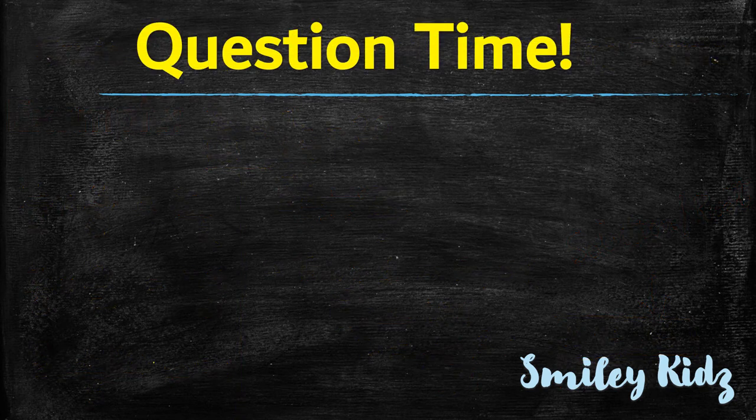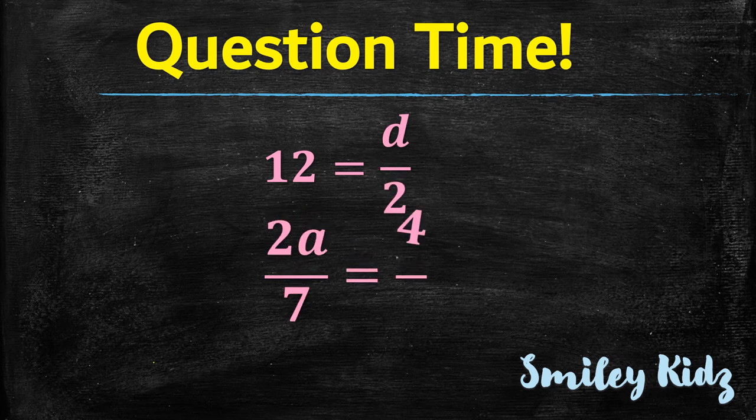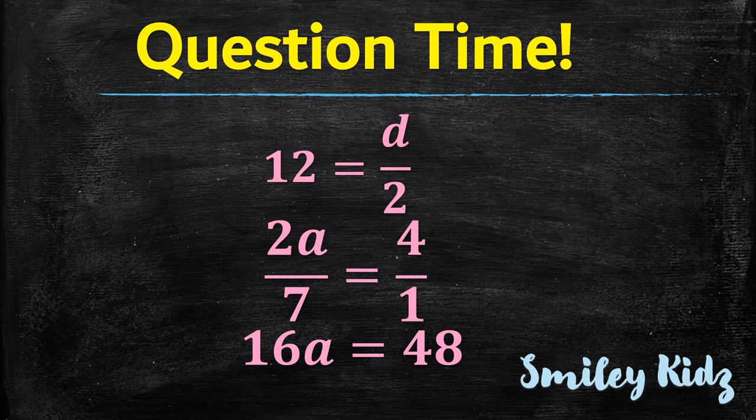Question time. The questions are 12 is equal to d by 2. So here we can apply the method of cross multiplication. So this 12 can be written as 12 by 1, right? 12 by 1 is equal to d by 2. Now you can simply cross multiply, right?